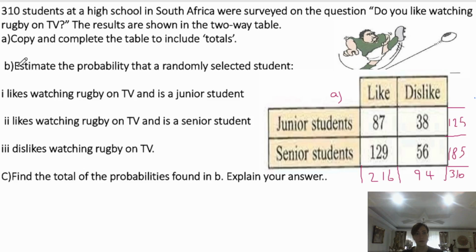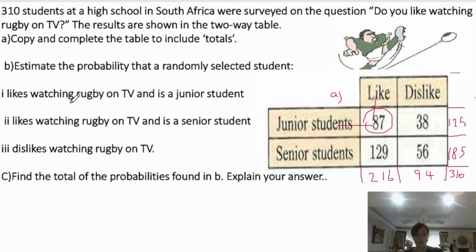Now I will go for part B. Part B says estimate the probability that a randomly selected student, part 1, likes watching rugby on TV and is a junior student. So column 1, row 1 would be here. They meet here at 87. So 87 students would be my favorable outcome: they like it and they are junior.